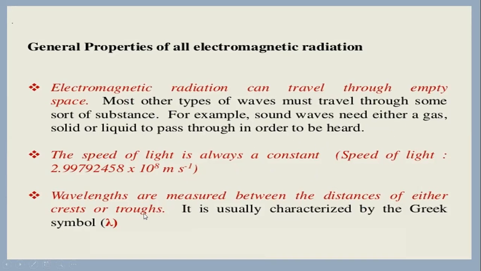The wavelength is measured as the distance between either the crest or the trough, because it may sometimes be the maximum, the greatest or the peak, or it may be the minimum or the lowest. So every time we need to find out the crest as well as the trough. If you are talking about these two, you are talking about the wavelength, and that is denoted by lambda.